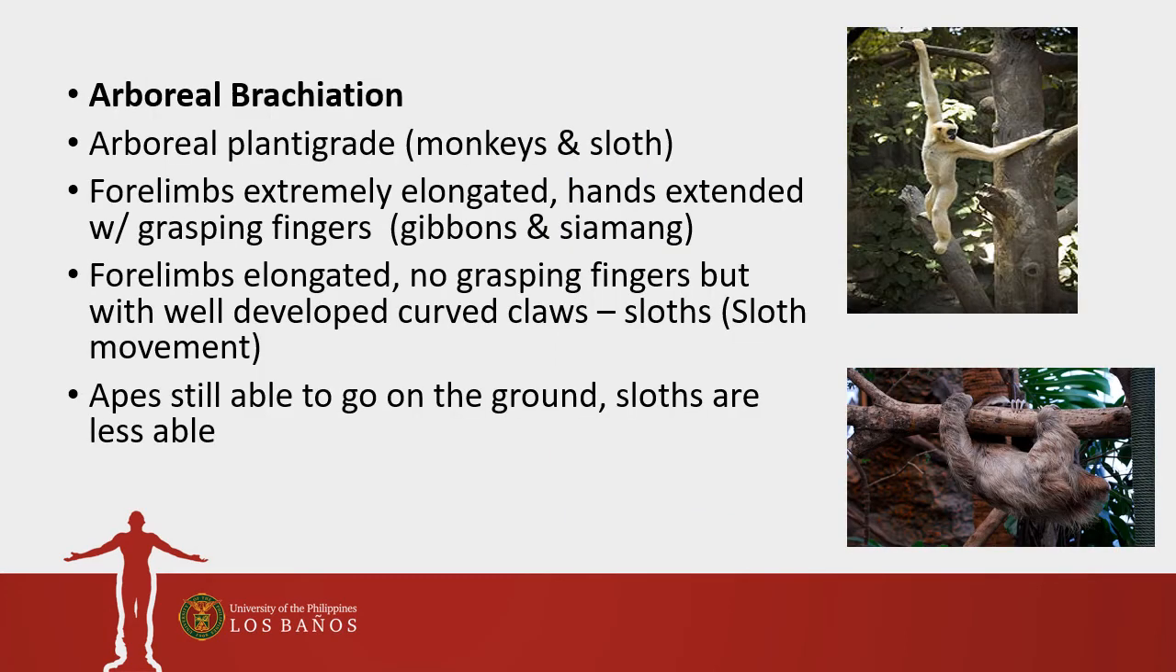Arboreal brachiation is the locomotion in mammals that use their forelimbs to hang or swing among the tree branches. These mammals have elongated and strong forelimbs, and some may have a prehensile tail. Gibbons have grasping fingers. Sloths have well-developed curved claws instead.